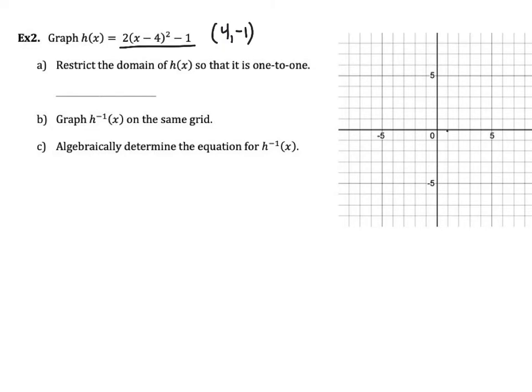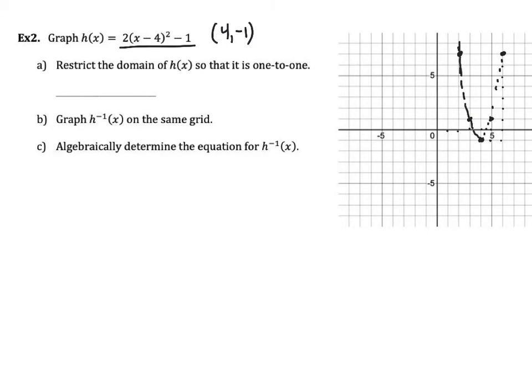So I go to the right 4, 1, 2, 3, 4, down 1. It has a stretch value of 2. That means I go to the right 1, up 2, left 1, up 2, right 2, I usually go up 4, 1, 2, 3, 4, but I'm going to double that distance, so I'm going to go up 8. So I have my right-hand side of my parabola, or I have my left-hand side of my parabola.